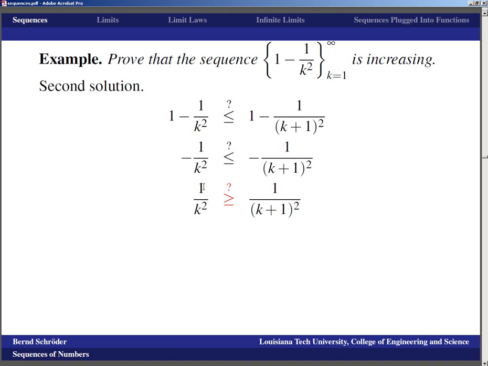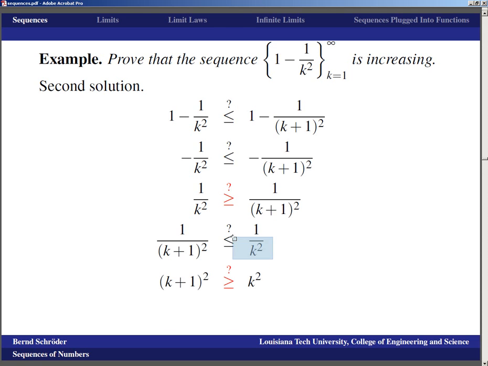So this works if and only if 1 over k squared is greater than or equal to 1 over (k plus 1) squared. I'd like to take reciprocals here. First of all, I rewrote this, so this is the same as 1 over (k plus 1) squared less than or equal to 1 over k squared. Now you want to take reciprocals. And when you take reciprocals, again, the inequality changes. 1/3 is less than or equal to 1/2, but 3 is greater than 2.